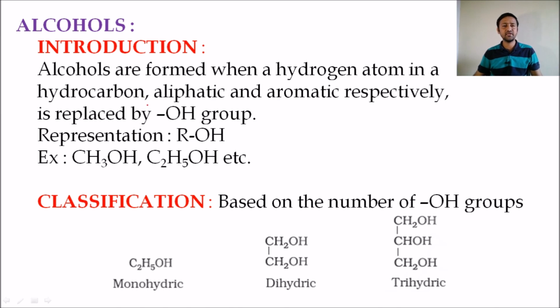So at first you can take meaning of alcohols. How do you get these? Alcohols are obtained by replacement of one or more hydrogen atoms of a hydrocarbon. It can be aliphatic or aromatic hydrocarbon by hydroxy group. So if we replace one or more hydrogen atoms of a hydrocarbon, it can be aliphatic or aromatic hydrocarbon, by hydroxy group, we'll get formation of alcohols.